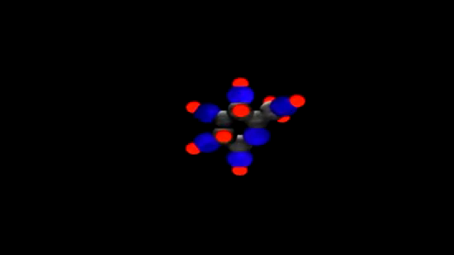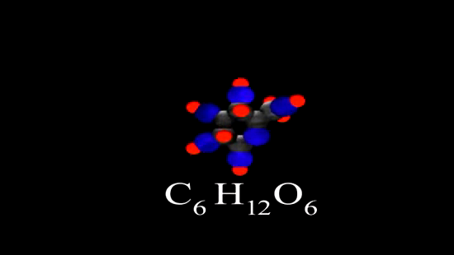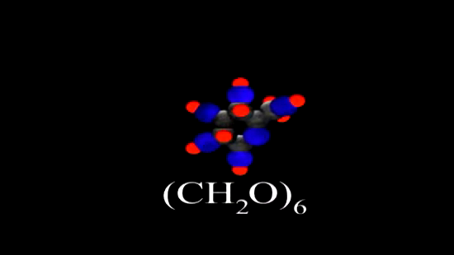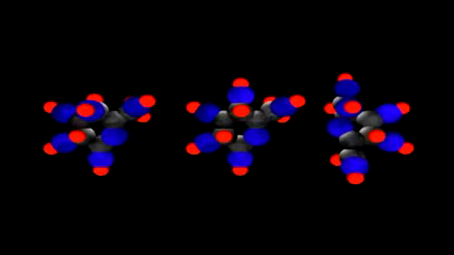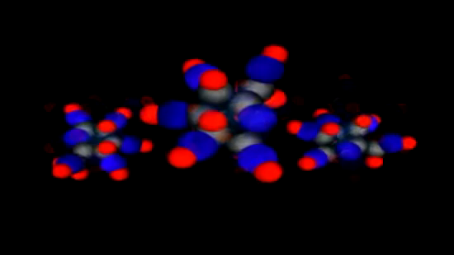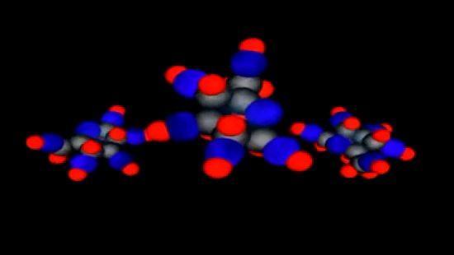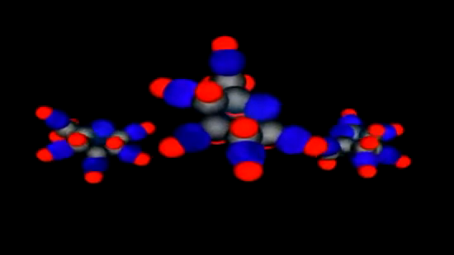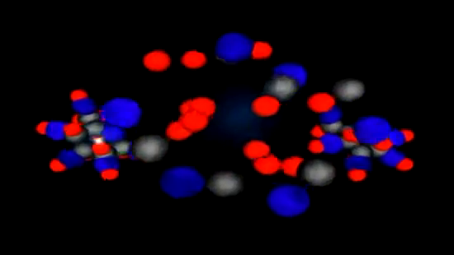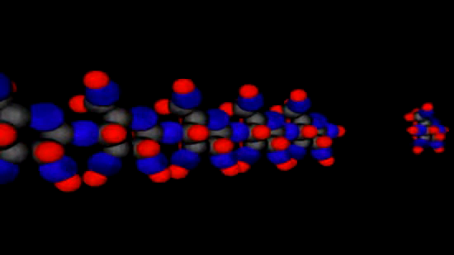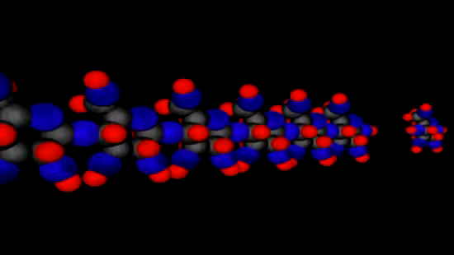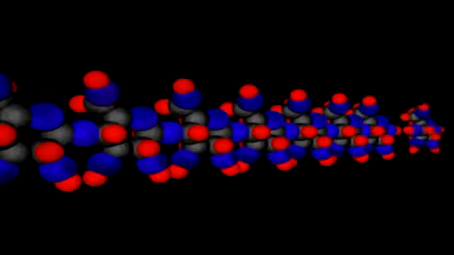Glucose's chemical formula of C6H12O6, or CH2O6, is shared with fructose and galactose. However, the 3 have different chemical structures, giving each a different taste. Monosaccharides, such as glucose and its relatives, have a short lifespan in the cell. Most are broken down to provide energy or linked together by dehydration reactions to form disaccharides or polysaccharides.